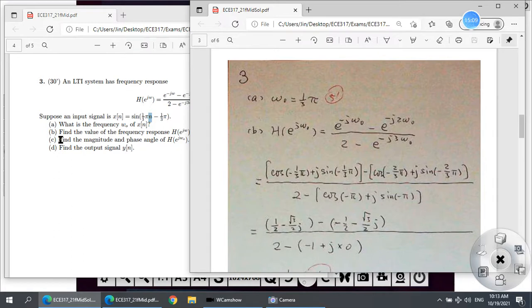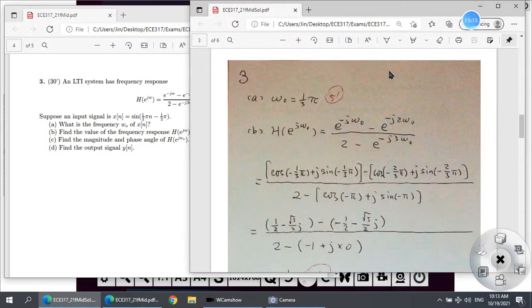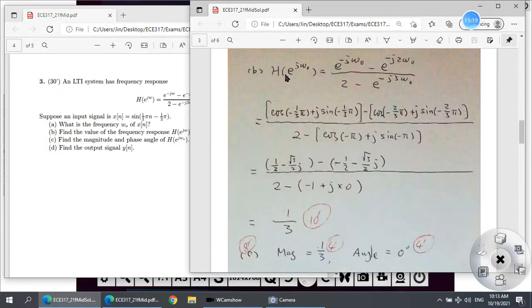Okay. Then B, find the value of the frequency response H at omega equal to omega 0. Then you just plug in and do the calculation. Now, of course, this kind of calculation involves complex numbers, right? So you need to work like this.